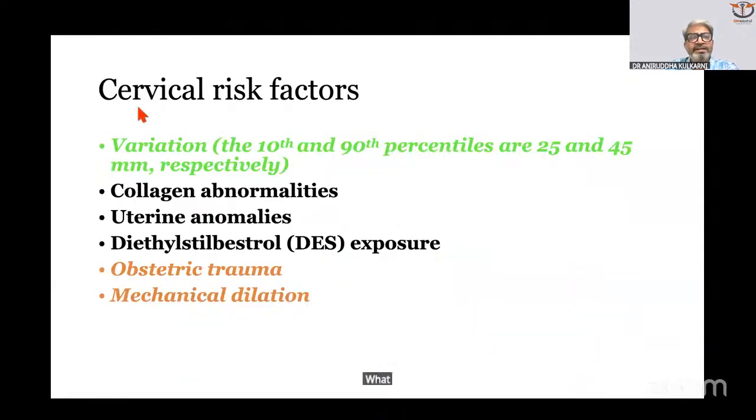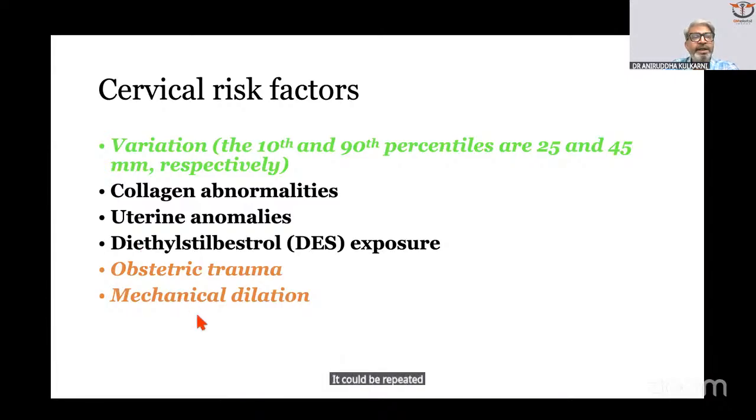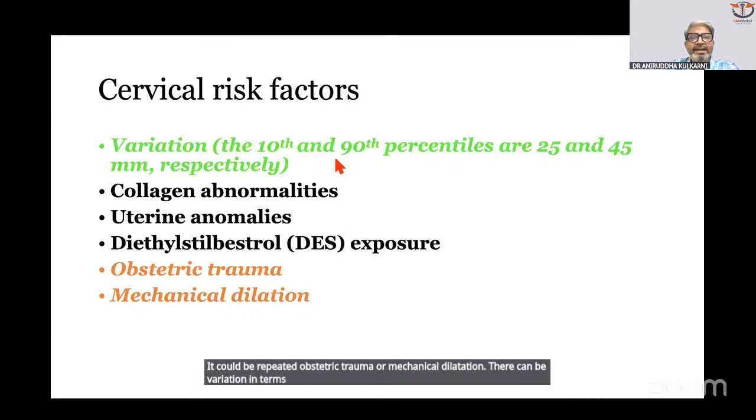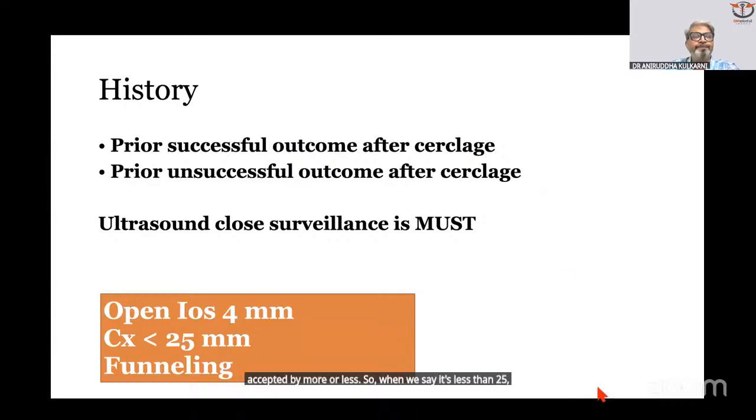What are the risk factors responsible for cervical shortening? It could be collagen abnormalities, uterine anomalies, exposure to DES, repeated obstetric trauma or mechanical dilatation. There can be variation in terms of the 10th and 90th percentile of cervical length, which is 25 and 45, more or less accepted. So when we say it's less than 25, we say it's abnormal.